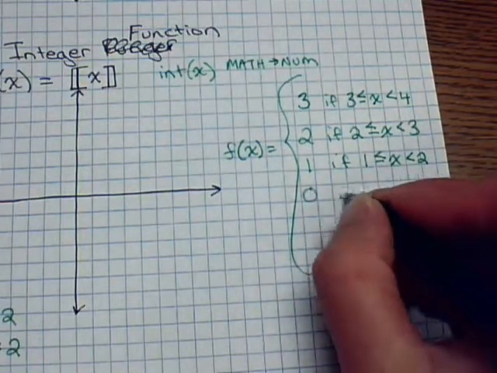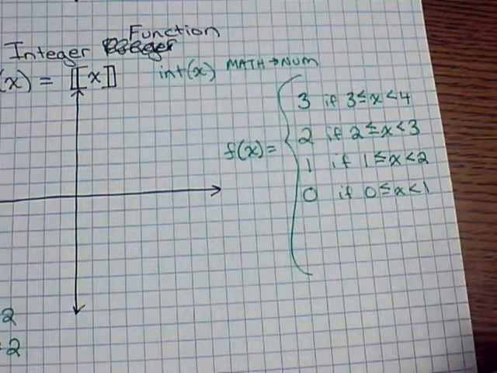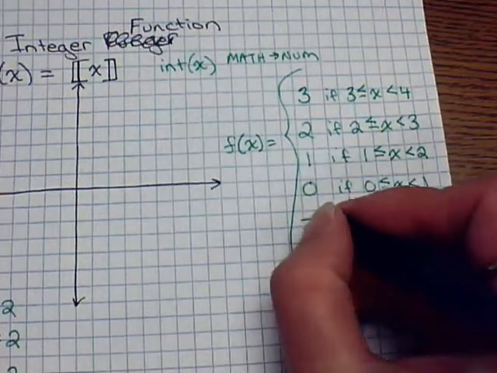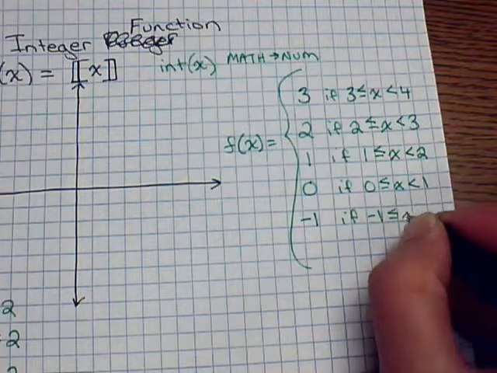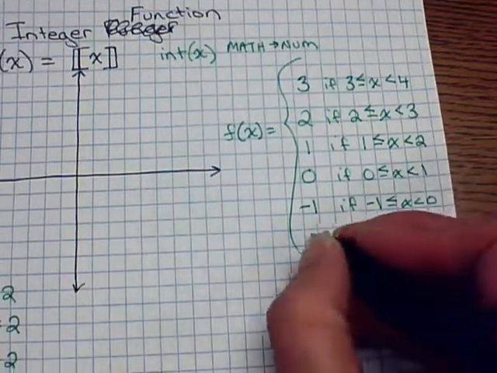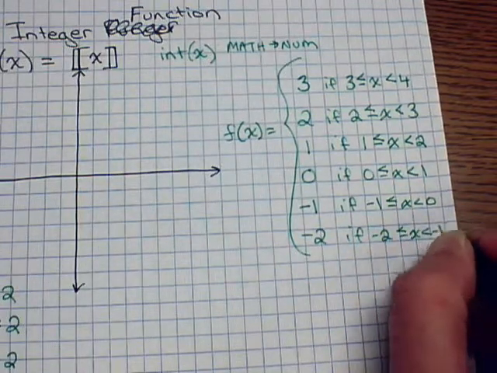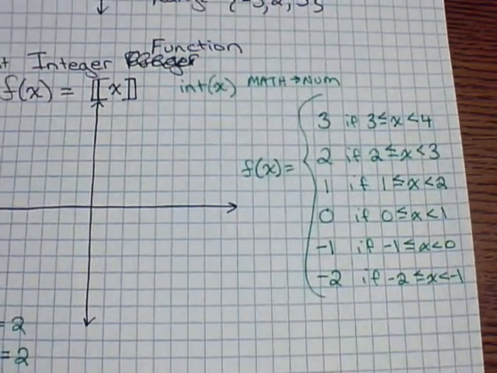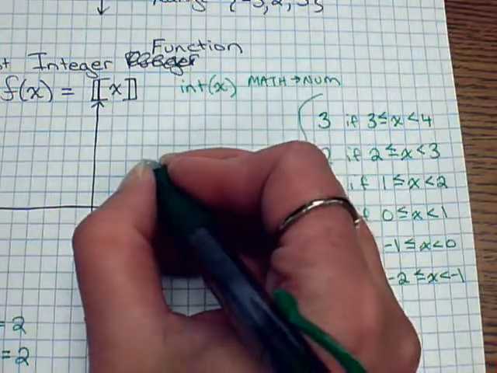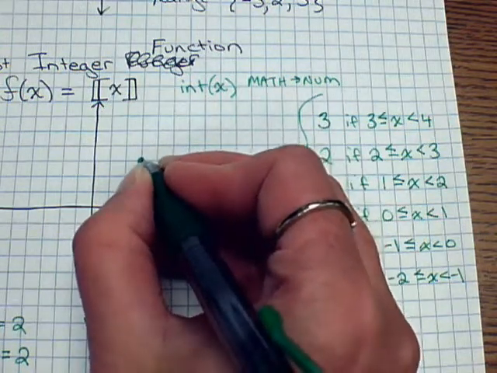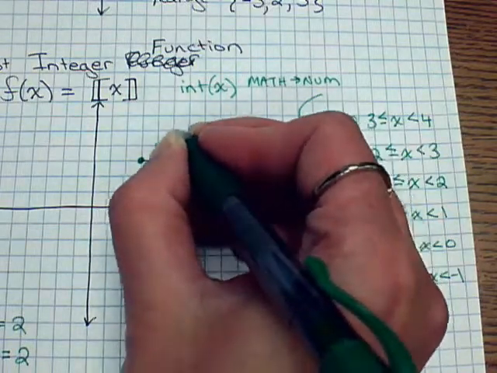The output is 0 from 0 up until right before I get to 1. And once I get to 1, it jumps up. -1. It's going to start at -1 up until right before we get to 0. -2. -2 up until right before we get to -1. So it ends up looking like this. When x is 3, our output is 3. Now when I get to when x is 4, I'm going to jump up. So you end up with these nice little stairs.